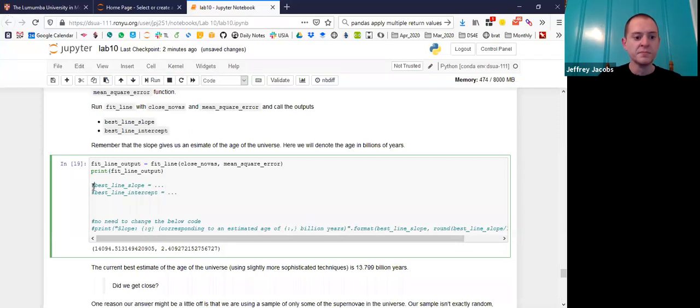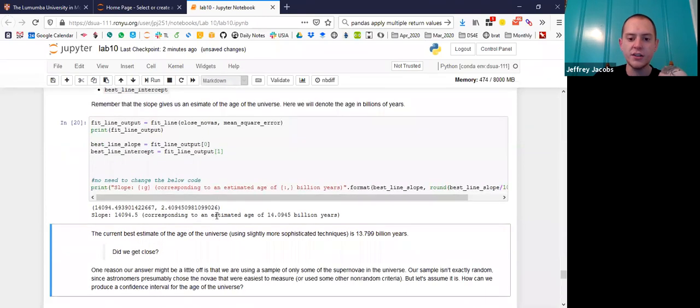So now I can uncomment this, and this while I'm at it. The slope is the fit line output, the first thing in here, the thing in slot 0, whereas the intercept is the second thing, so fit line output 1. And now it'll work as we wanted. The estimated slope is about 14,094.5.